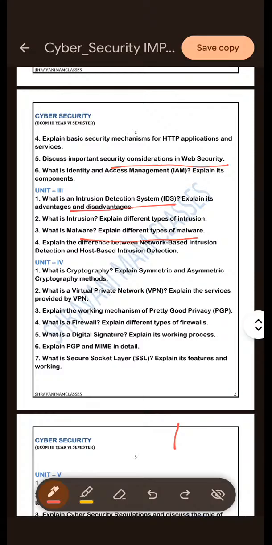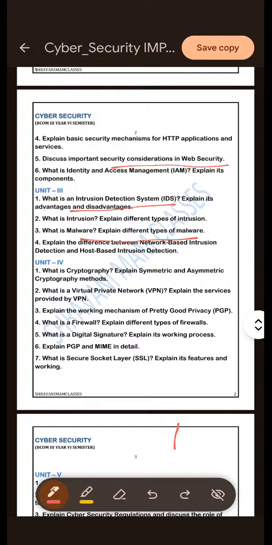Okay, now coming to what is a firewall, and explain different types of firewall. This is also a very important question. A firewall is a secure system that controls all incoming and outgoing network traffic, right? Any unauthorized access, it will block, while allowing only safe communication. They include hardware and software firewalls. Some different firewalls are software firewall and hardware firewall. So you have to explain these firewalls.